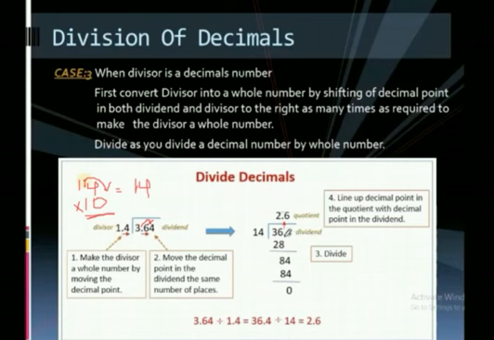Okay, whenever the decimal point comes in the dividend, you have to put it in the quotient also. I hope it is clear to you all.